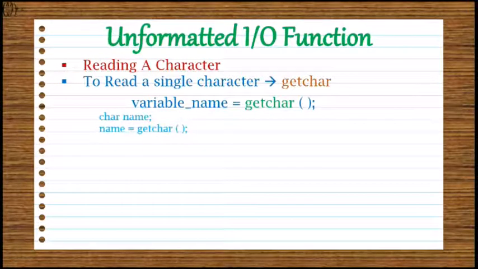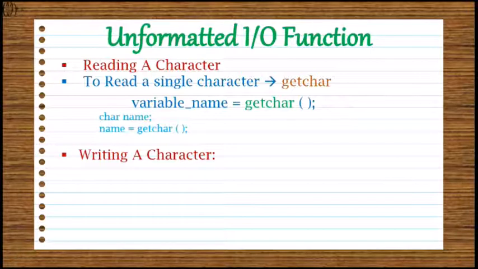For example, suppose the variable name is name, which is of type character. By using getchar we can input a single character. So the statement will be name, that is the variable name, then equal to, the getchar function, and at the end a semicolon.